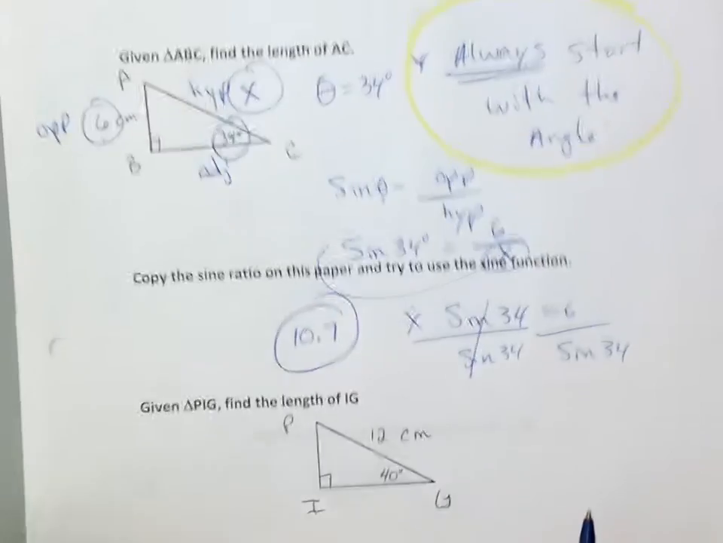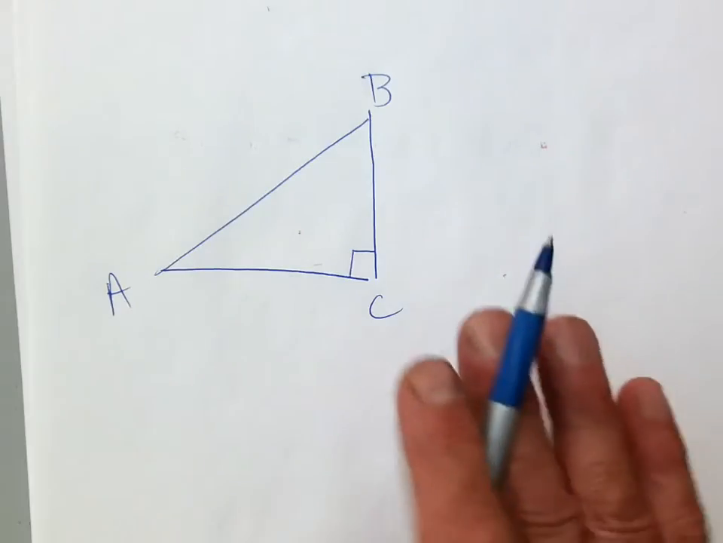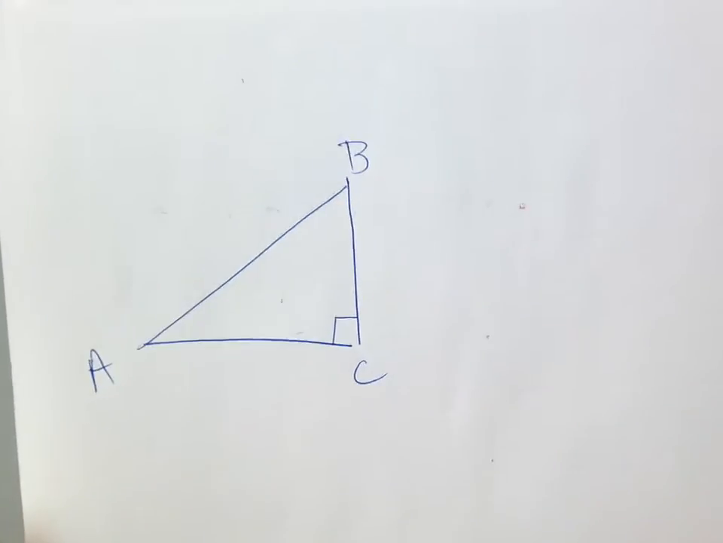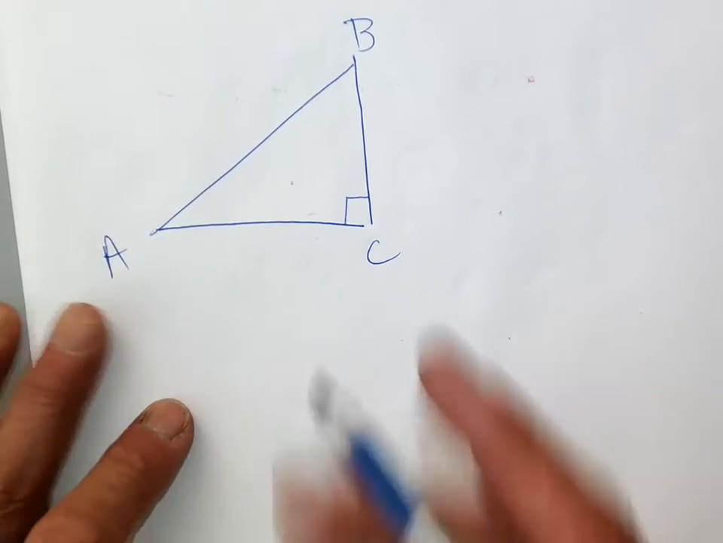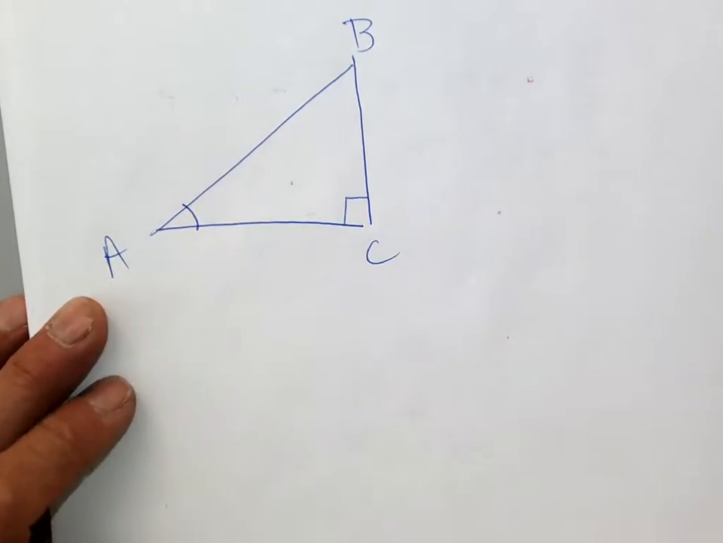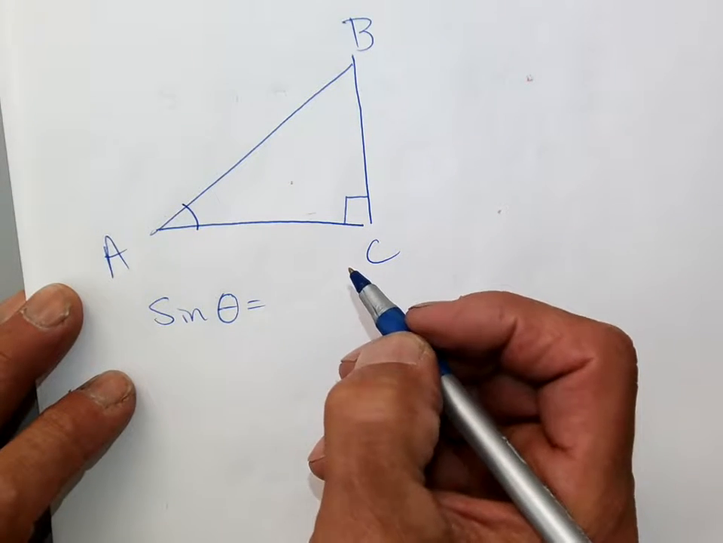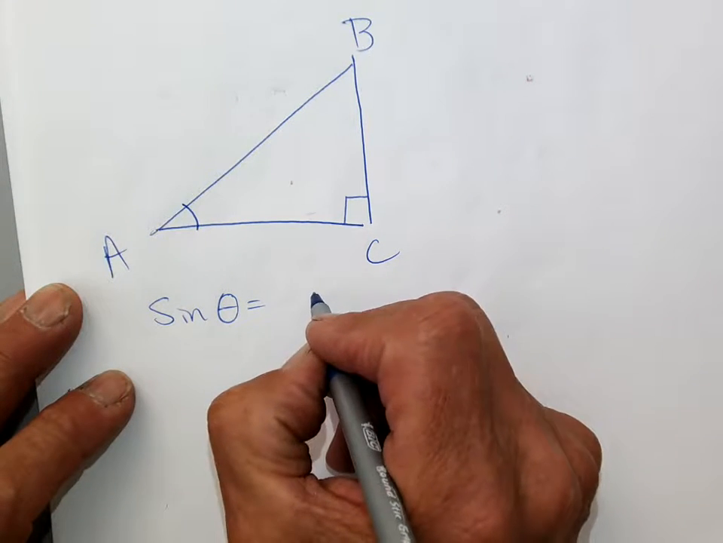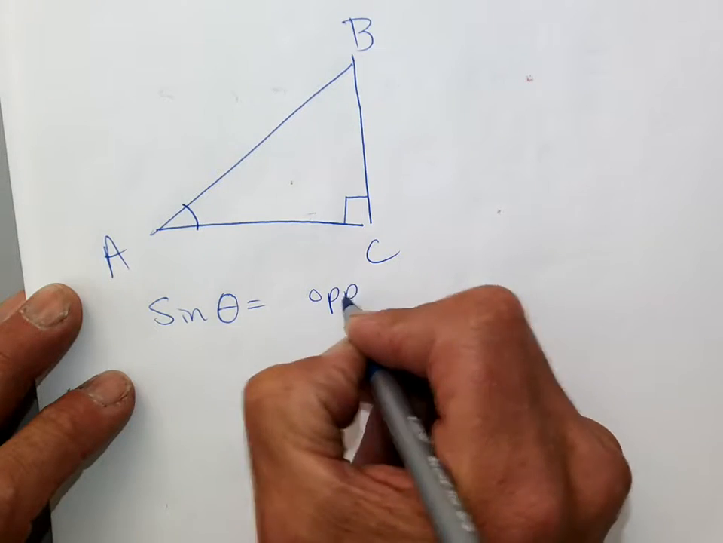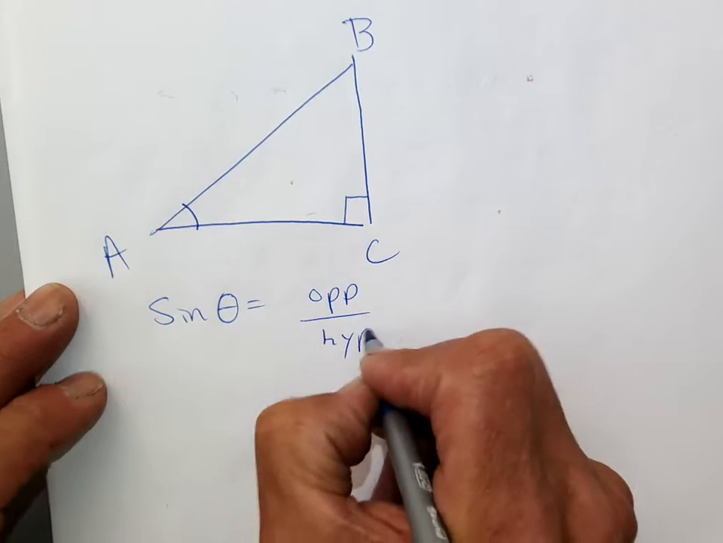All right, so real quick, let's go back to our paper. I want to talk about this. We have sine of an angle. Sine of an angle is equal to the opposite side over the hypotenuse. We talked about this yesterday.